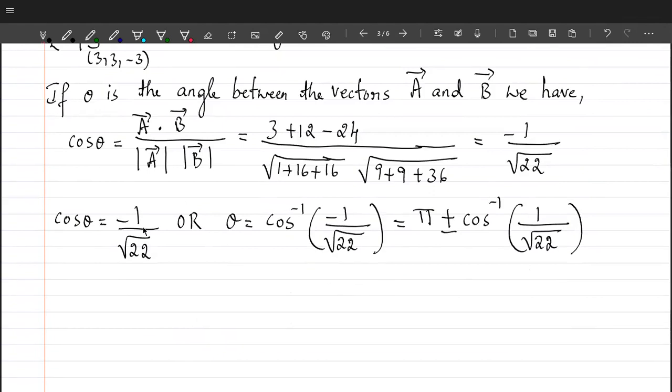If cos theta is equal to minus 1 by root 22, what will be theta? Theta will be equal to, taking the cosine function to the RHS, cosine inverse of minus 1 by root of 22. Or you can even stop here. If you want to continue further, you can use the properties of inverse cosine function. You can write theta as pi minus cosine inverse of 1 by root of 22. That is, if you want to express this inverse cosine function as a positive term, then you can use this formula. Or you can even stop your answer here at the calculation of cos theta.